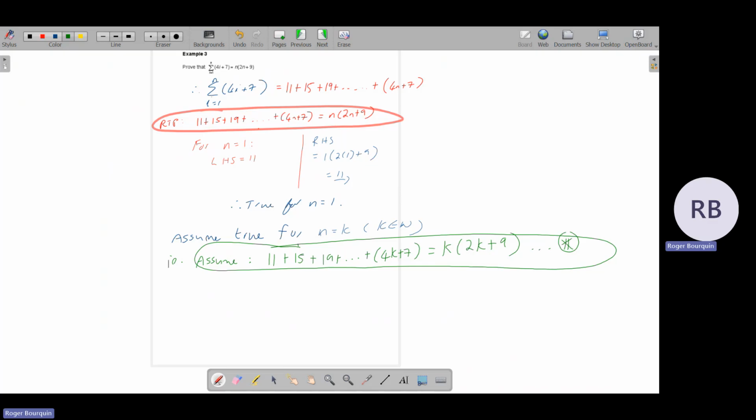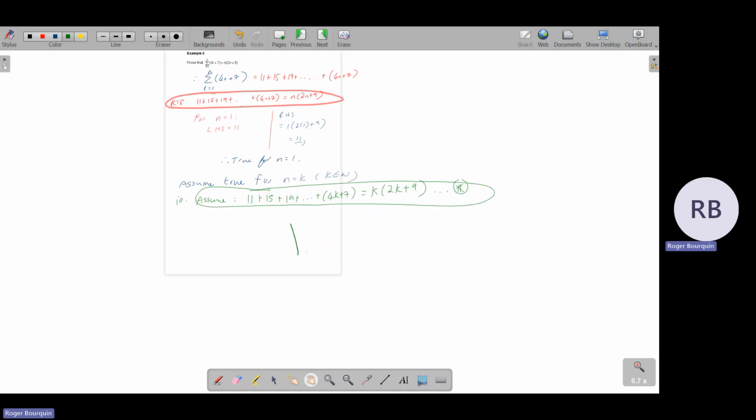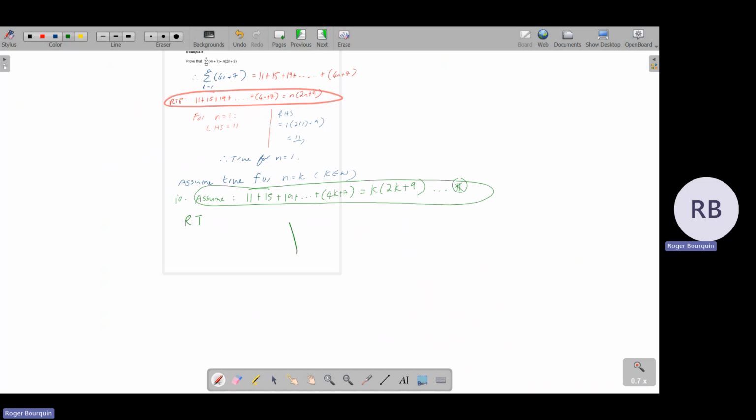Percy, tell me please, what do you have to try to prove now? The next domino will fall over, in other words? Required to prove true for n is equal to k plus 1. So, in other words, Ali Pali, tell us please, what do we have to prove? In mathematics, how do you prove what we're required to prove?